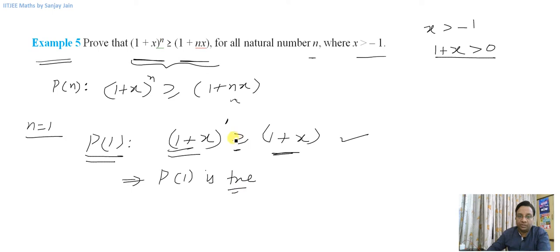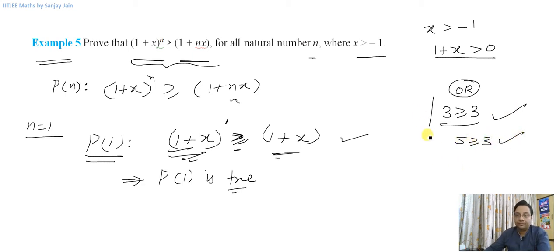If you are confused that these are two equal things, how can I write greater than or equal to? Yes, I can write it because 3 is greater than or equal to 3. It is okay, because this is greater than or equal to 3. So this is a valid statement. This is also a valid statement. All right, number 1, p of 1 is true.